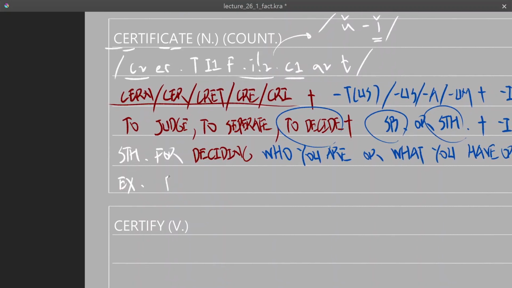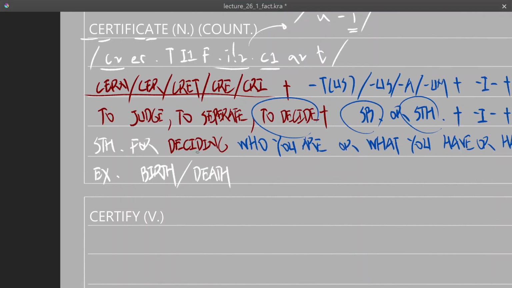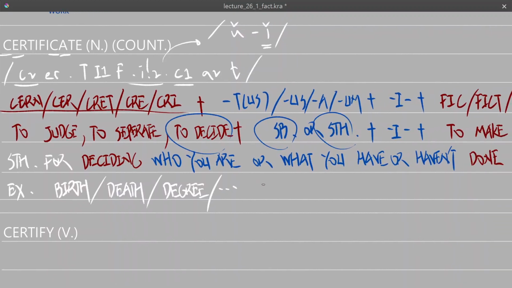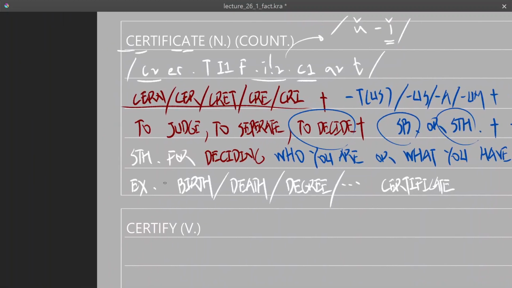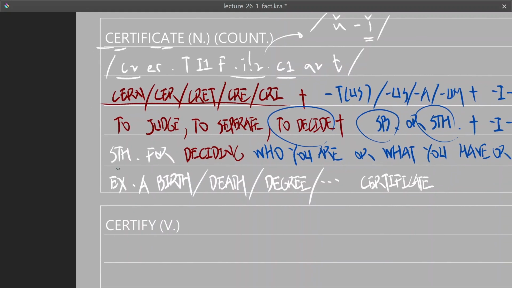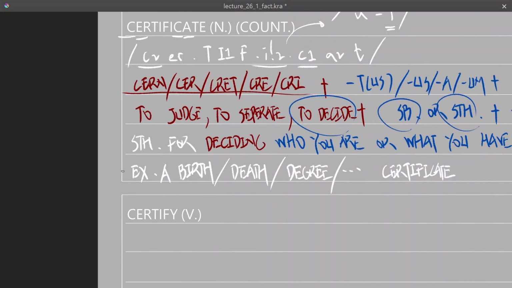So for example, we have birth certificate, death certificate, or let's see, degree certificate. In this case it is countable, let's say a birth certificate, or a death certificate, or a degree certificate. All right, next we have certify, the verb form of certificate.